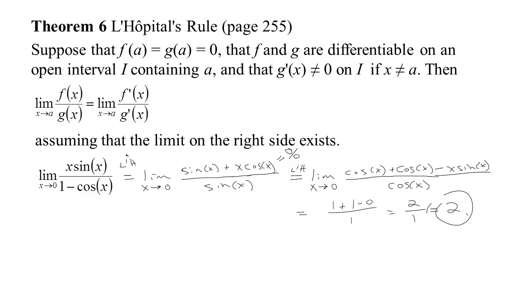So it took us two applications of L'Hopital's rule. One when we saw we had 0 over 0 the first time. We applied L'Hopital's rule and saw we had 0 over 0 again. So we used L'Hopital's rule a second time. And that second time, we got a limit that we could figure out. We got 2 over 1, which was 2.